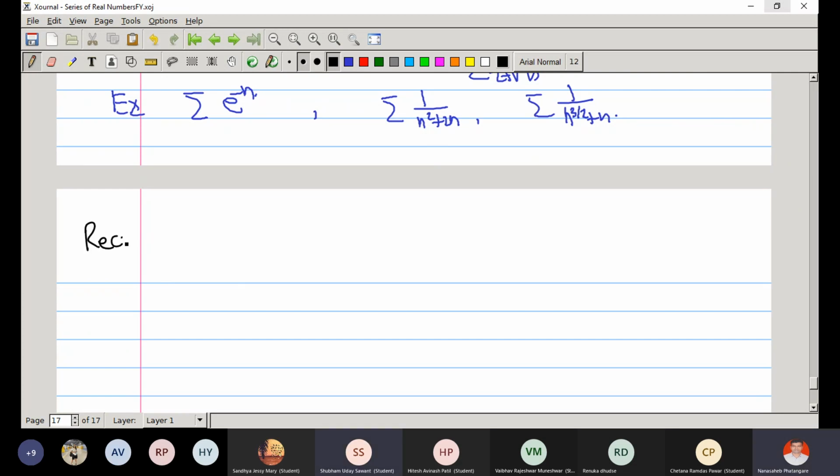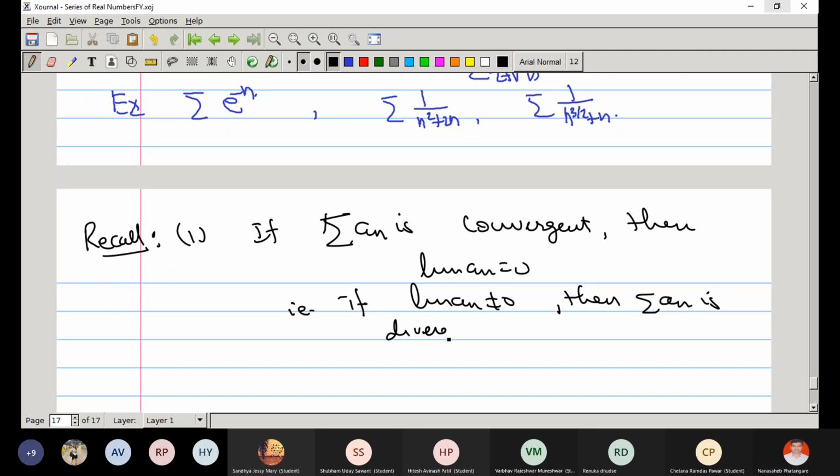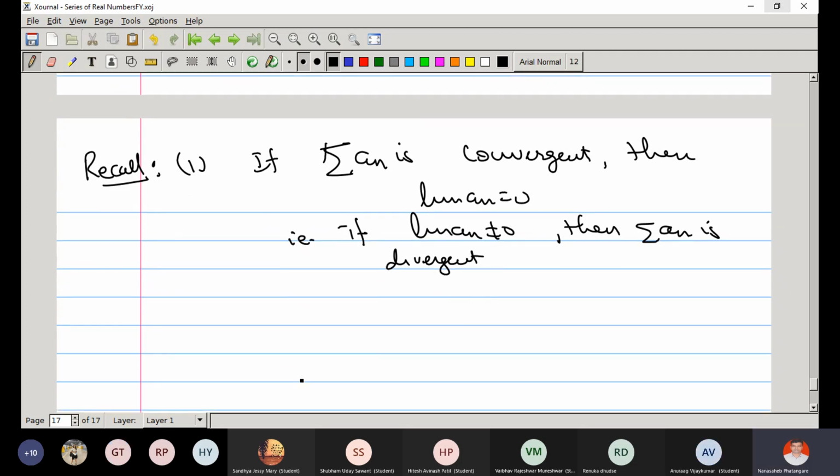So recall these important techniques we learned last time. First, if series AN is convergent, then limit AN is 0. That is, if limit AN is non-zero, then series AN is divergent. This is the divergence test actually, right?